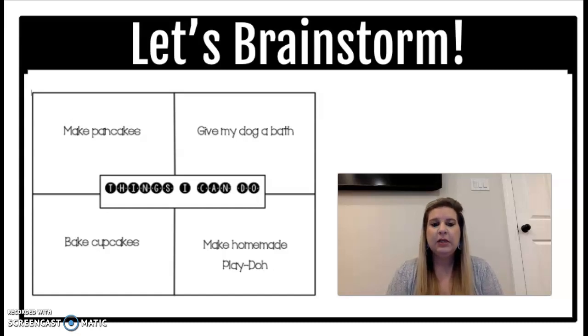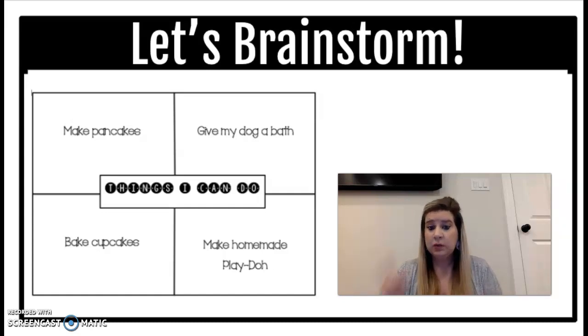Today we are going to continue talking about procedural text. And remember, a procedural text tells us how to do something. So on Monday, we should have completed the brainstorm like I have here. And I asked you to come up with 4 things that you know how to do that you could tell someone else how to do. So for example, I used make pancakes, give my dog a bath, bake cupcakes, or make homemade Play-Doh.